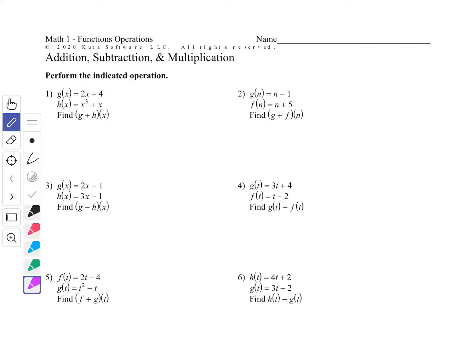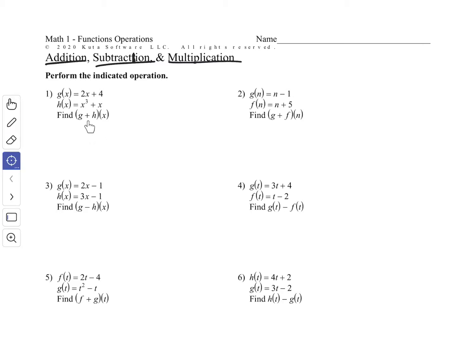Alright guys, so let's take a look at the function operations, okay? So remember, the idea here is that we are adding, subtracting, or multiplying two functions, okay? So what we usually look at is we see our two functions, and then how they're going to be combined. Sometimes we see them separated like this, sometimes grouped together like this, but it means the same thing. So basically we're taking this function g and we're going to add to it this function h, okay?